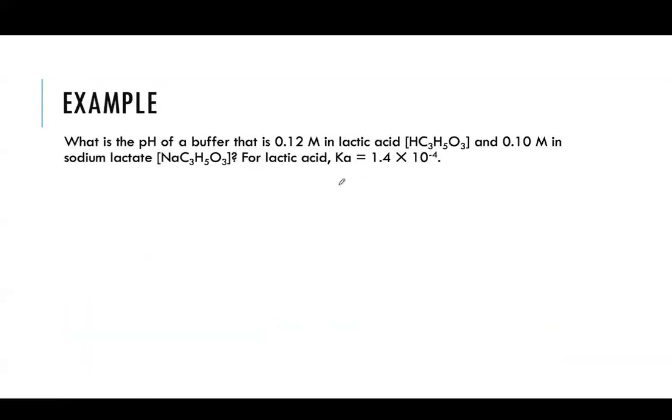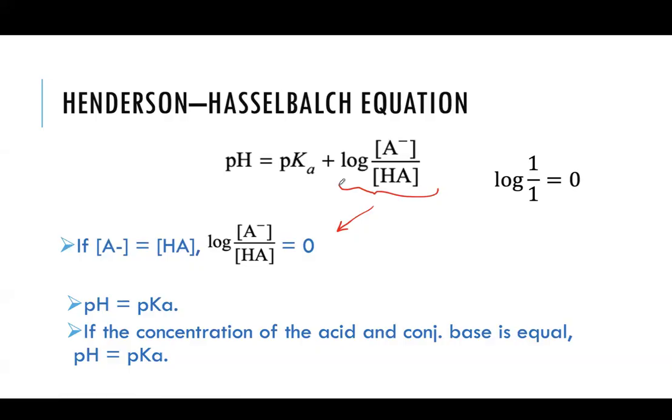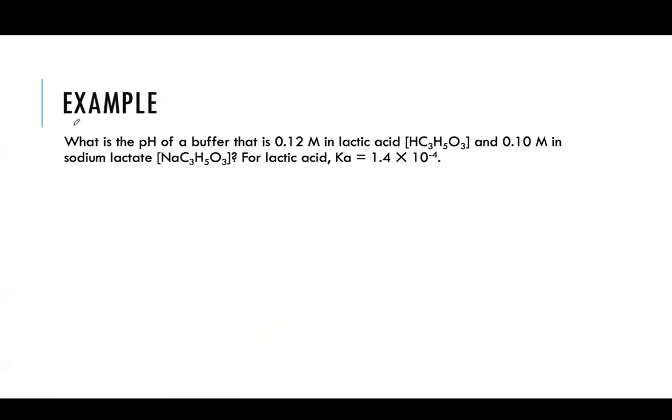What does that mean? Let's look at a few examples. We're going to come back to this line in a few moments. What is the pH of a buffer that contains 0.12 molar lactic acid and 0.10 molar sodium lactate? And you're given the Ka of the weak acid. First question to ask yourself is, what is this question asking? It's asking me to find the pH of a buffer. In this buffer, I know the concentration of my weak acid, HA, which is lactic acid. So I can say in generic terms that my HA concentration is 0.12 molar.